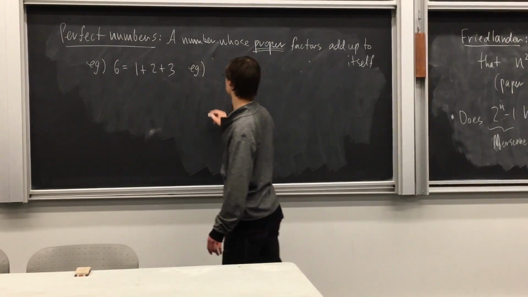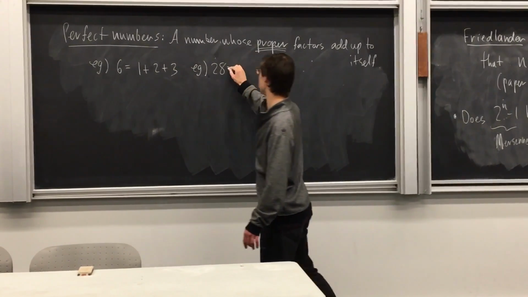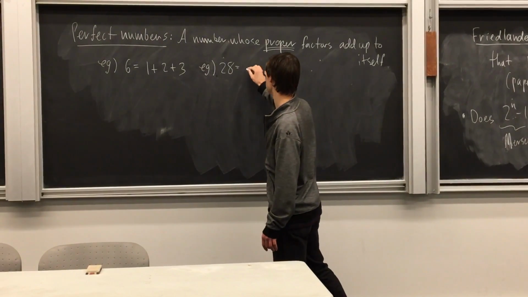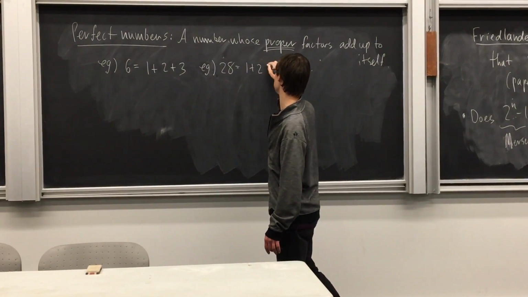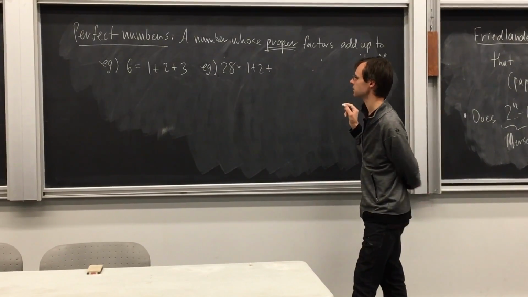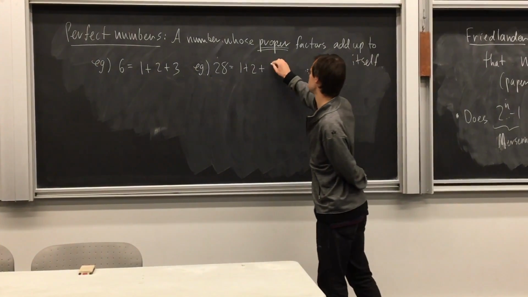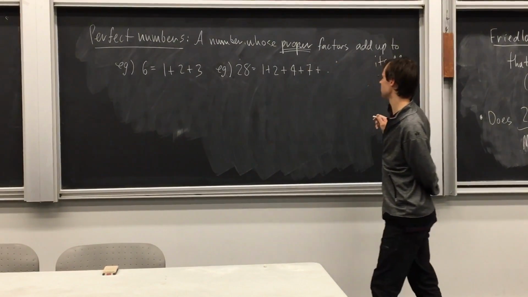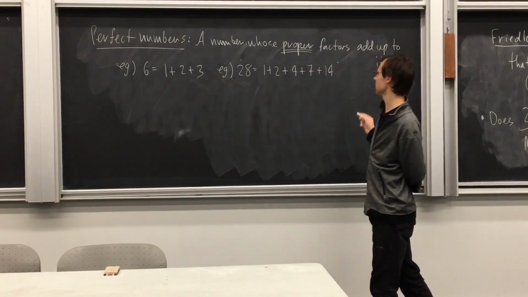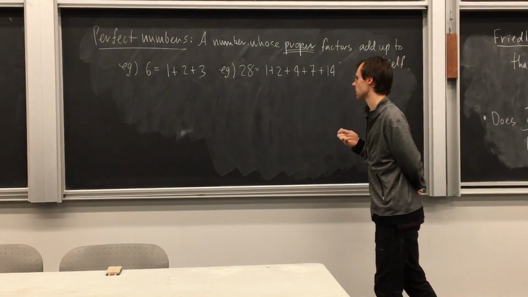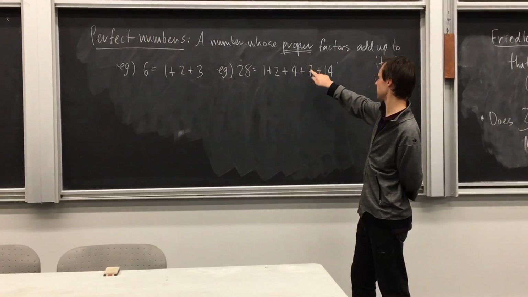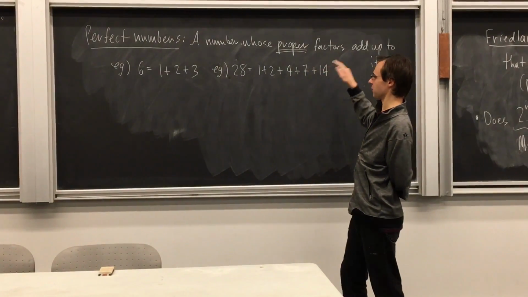Here's another example. 28. What are the divisors of 28? 1 is always there. Plus 2 plus, what else? Does 4 go into it? Yeah. 7. That's right. 14. And that's it. 28 itself doesn't count. Okay? And if you add this up, you get 1 plus 2 is 3, plus 4 is 7, plus 7 is 14, plus 14 is 28.